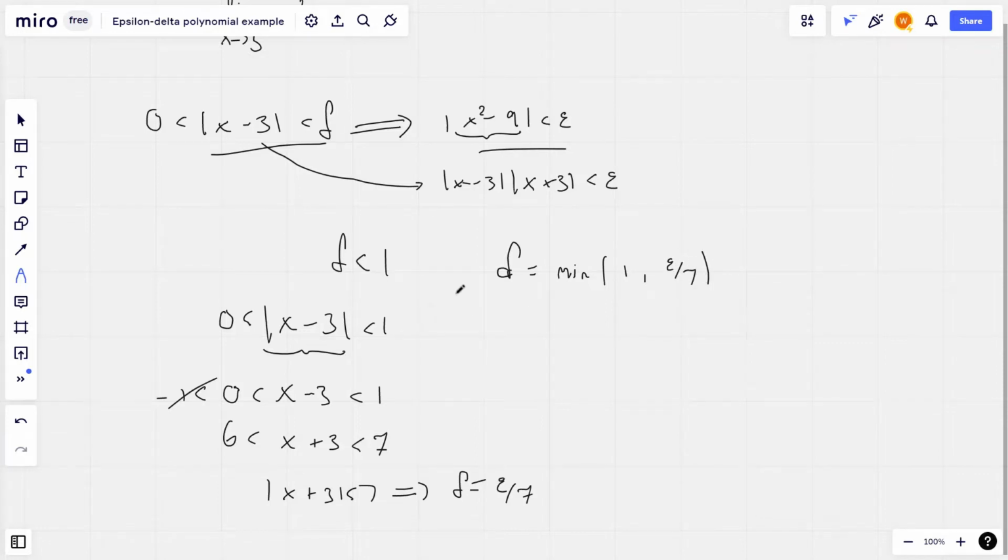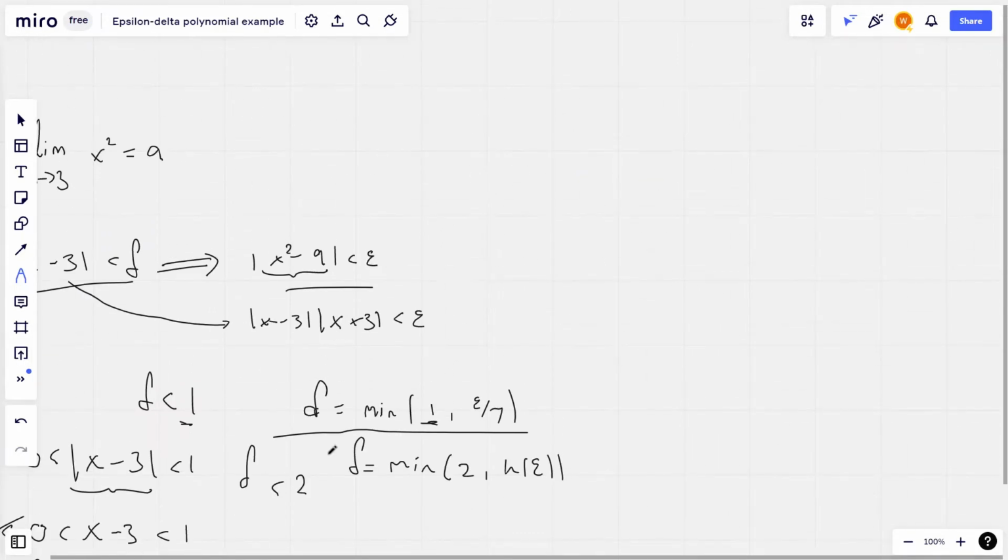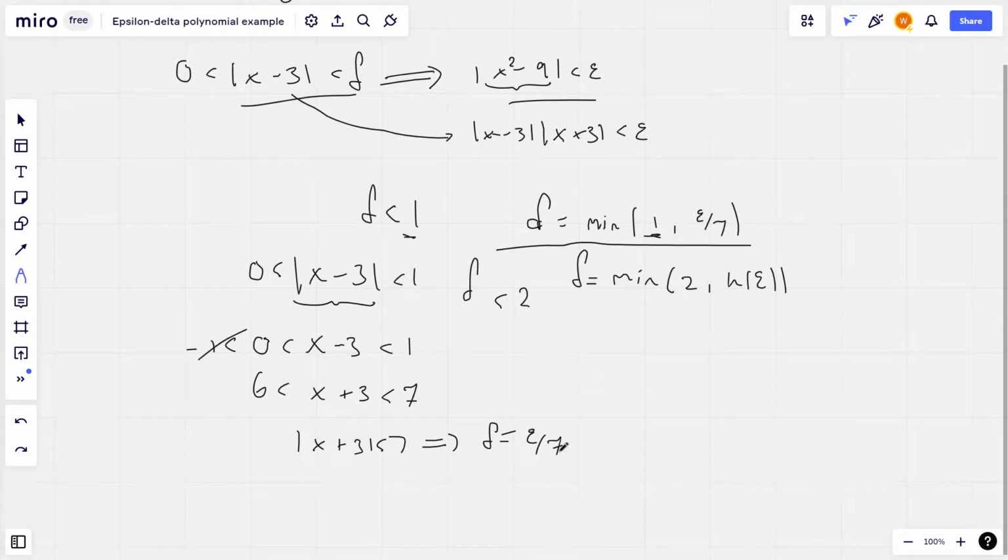This 1 purely stems from the assumption, so if we made the assumption that delta is less than 2, then we'd have that delta is the minimum of 2 and some function of epsilon. But we're sticking with this because we used delta is less than 1. However, if we used the other, the proof would be the exact same.